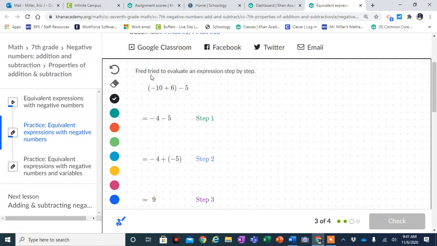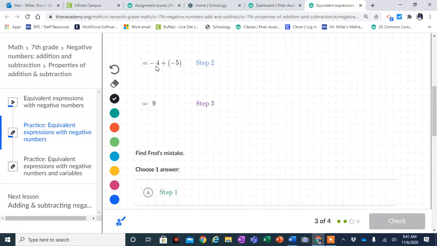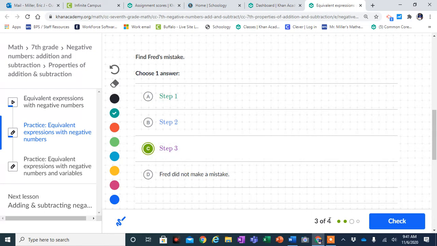All right, so Fred tried to evaluate an expression step by step. So negative 10 plus 6 became negative 4, and then you still have the minus 5. Negative 4 plus negative 5 gives you then, he says, 9. However, if you owe 4 and you owe 5, you owe 4 and then you owe 5, that would mean that you would owe 9. You would not have a positive 9. So the mistake is at step number 3.